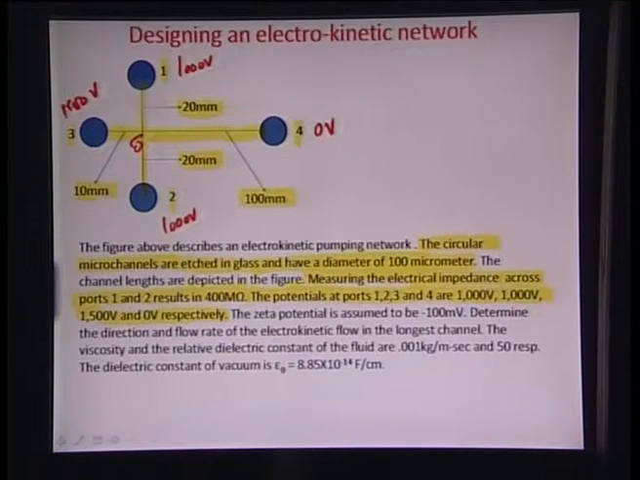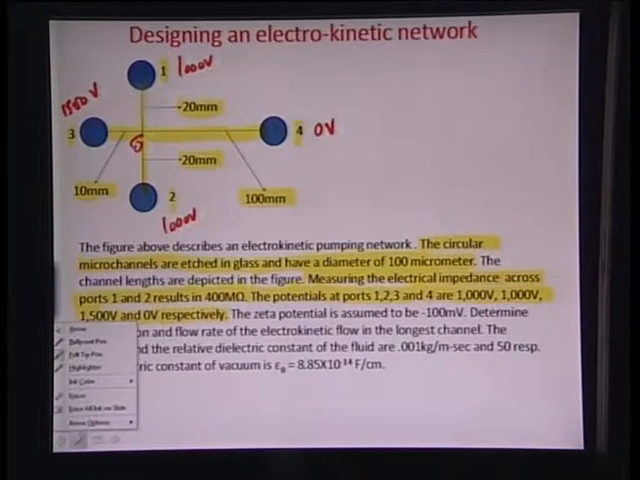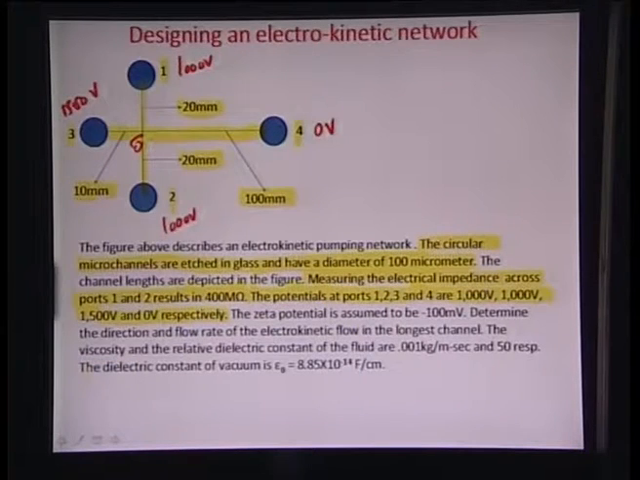Okay, and then you want to figure out what is the pumping rate or the flow rate of such a channel architecture. Some constants and parameters are given regarding the surface. Since it is glass in contact with an aqueous based solvent, zeta potential is assumed to be about minus 100 millivolts, and you have to determine the direction and the flow rate if you assume that there is an electrokinetic flow going on in the longest channel.